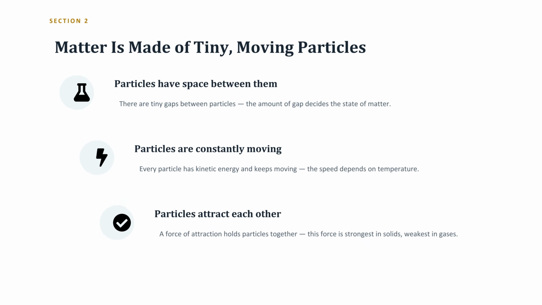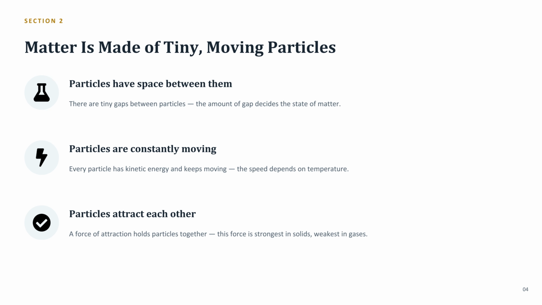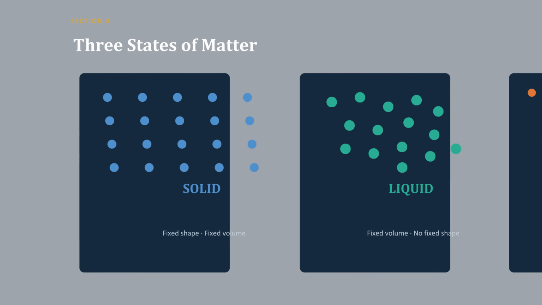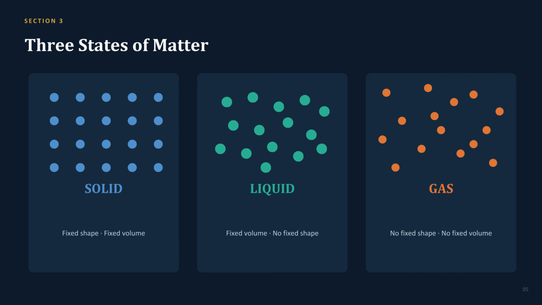Now here are three important facts about these particles. First, particles have space between them. The amount of this gap decides whether something is a solid, liquid or gas. Second, particles are constantly moving. Every particle has energy and keeps moving all the time. And third, particles attract each other. This force of attraction is strongest in solids and weakest in gases. Keep these three facts in mind. They explain everything that follows.